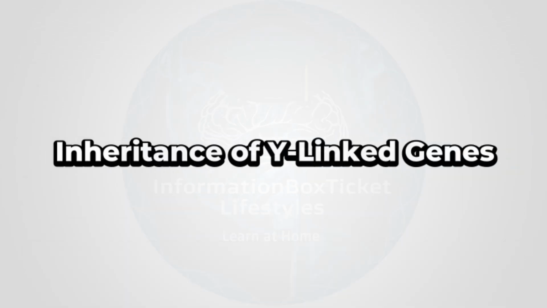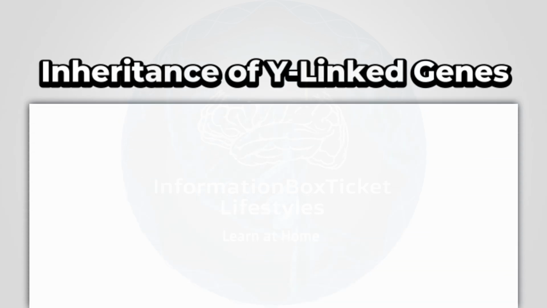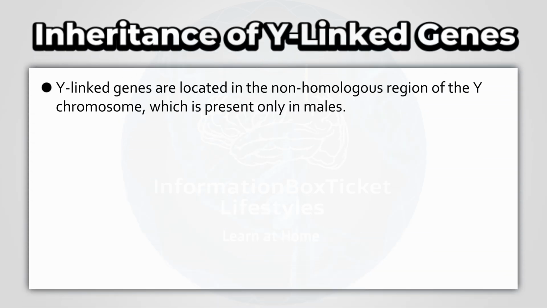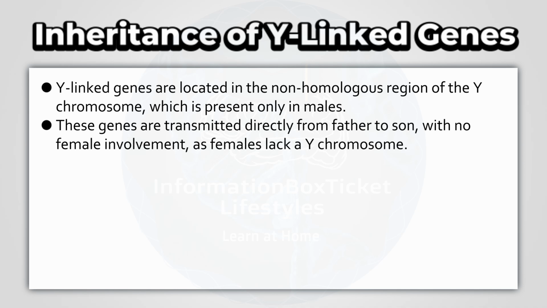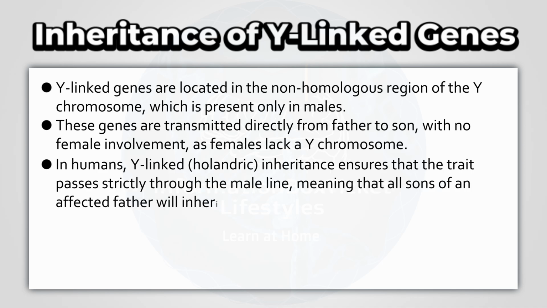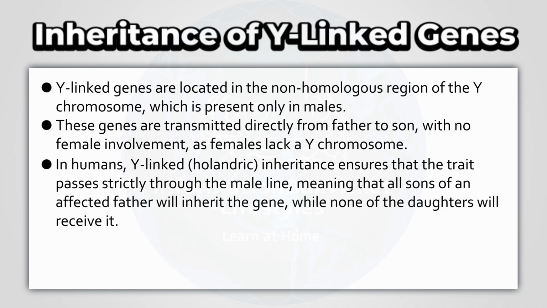Inheritance of Y-linked genes. Y-linked genes are located in the non-homologous region of the Y chromosome, which is present only in males. These genes are transmitted directly from father to son, with no female involvement, as females lack a Y chromosome. In humans, Y-linked, Holandric inheritance ensures that the trait passes strictly through the male line, meaning that all sons of an affected father will inherit the gene, while none of the daughters will receive it.